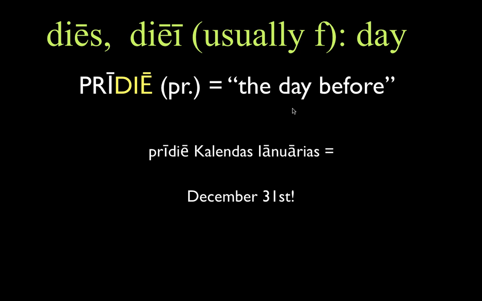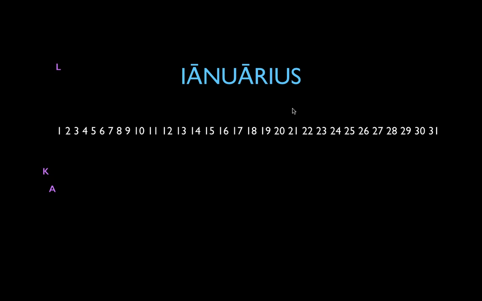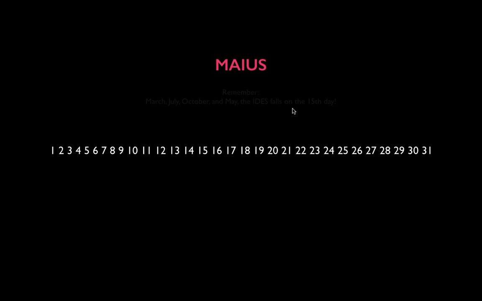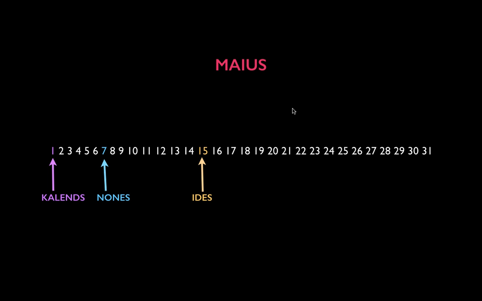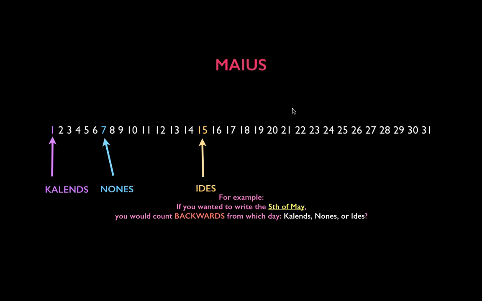How many days before? So, we have January, 31 days, and the Ides is on the 13th, making the Nones the 5th. Then you have May, which also has 31 days, but it's one of the special months where the Ides falls on the 15th day, so the Nones is going to be on the 7th. Now, in May, if I wanted you to write the date, the 5th of May, which day would you count backwards from or count down towards? The Calends, the Nones, or the Ides?